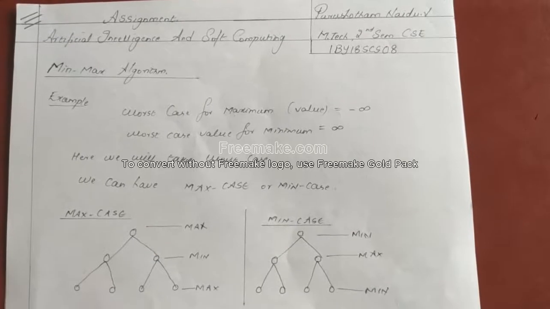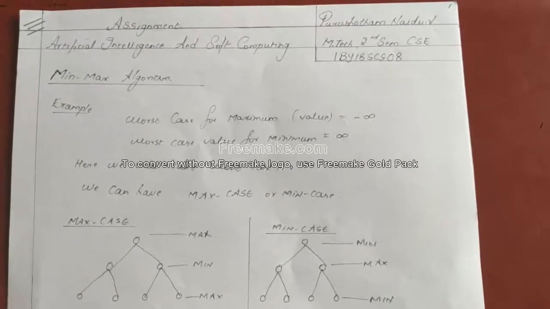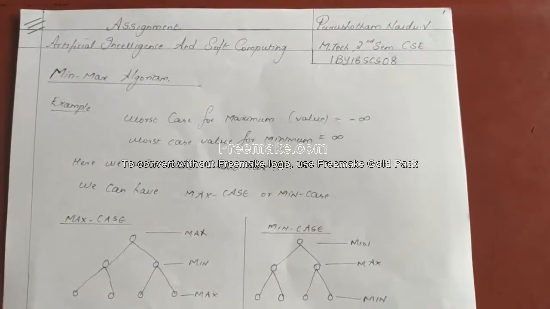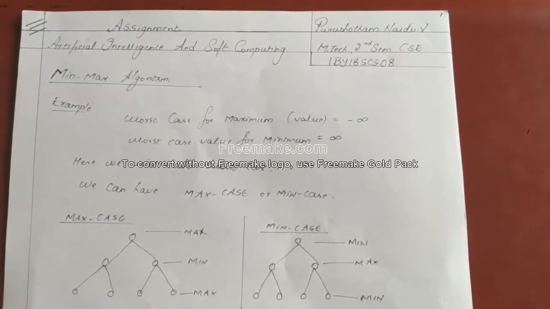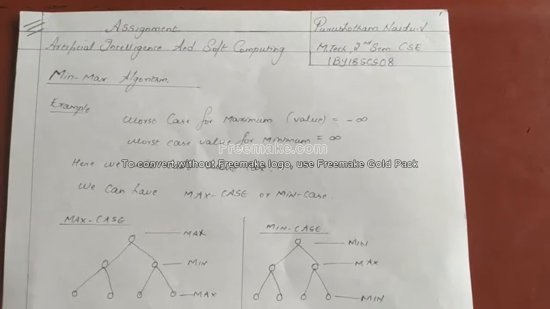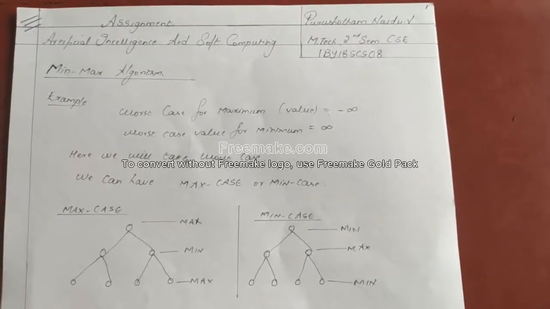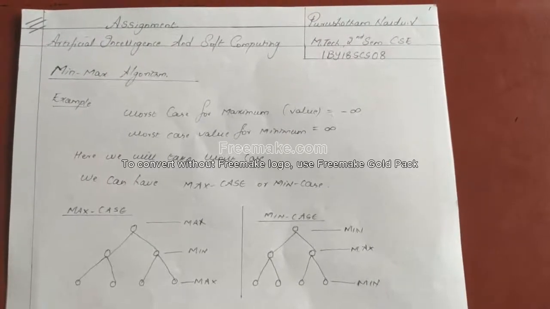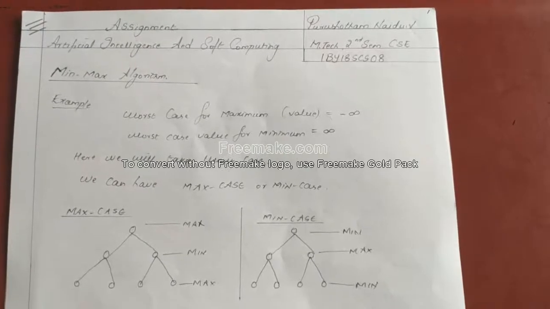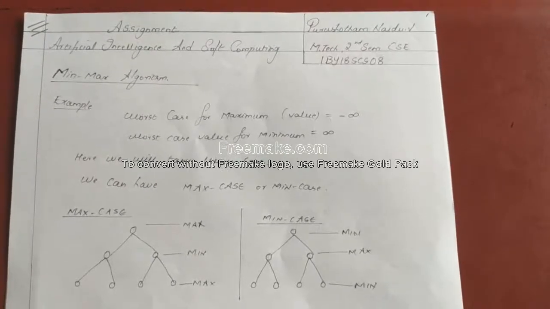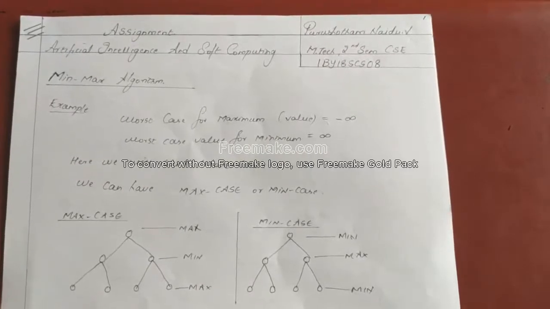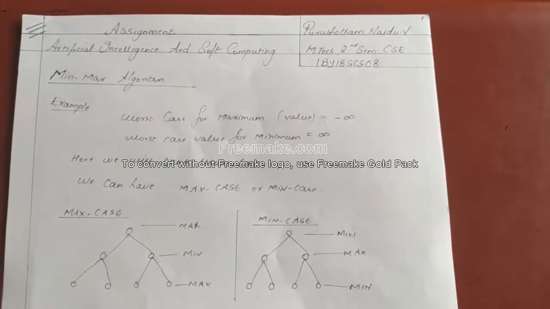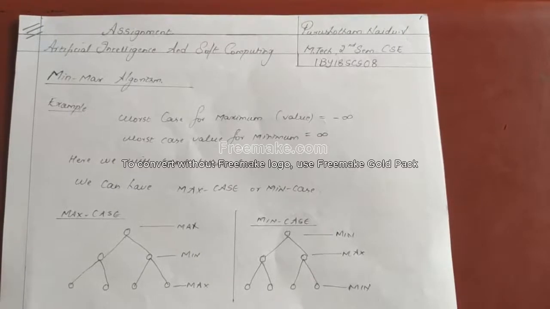Hello everyone. Today I'll be explaining the min-max algorithm. In the min-max algorithm, the worst case for the maximum value is equal to minus infinity and the worst case value for the minimum is equal to infinity. And the best case for the maximum value is equal to infinity and the best case for the minimum value is equal to minus infinity. But here we will take the worst case situation.